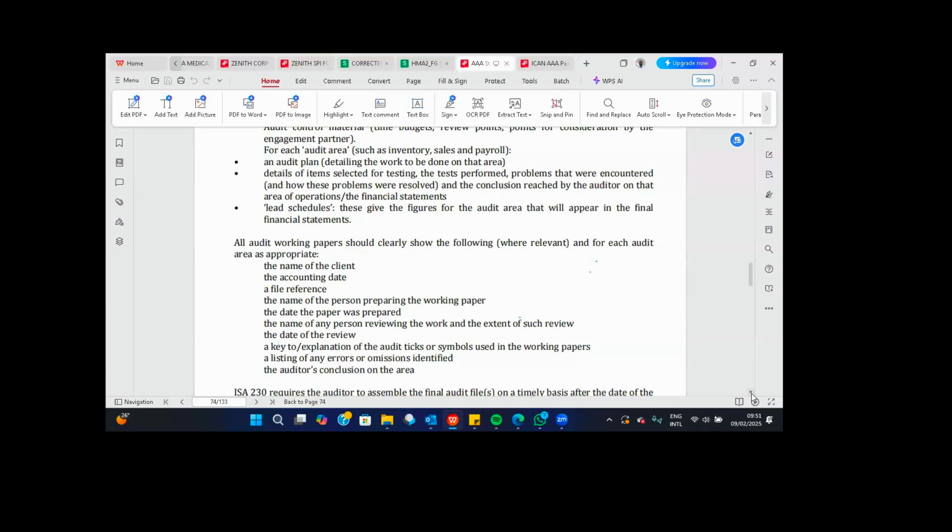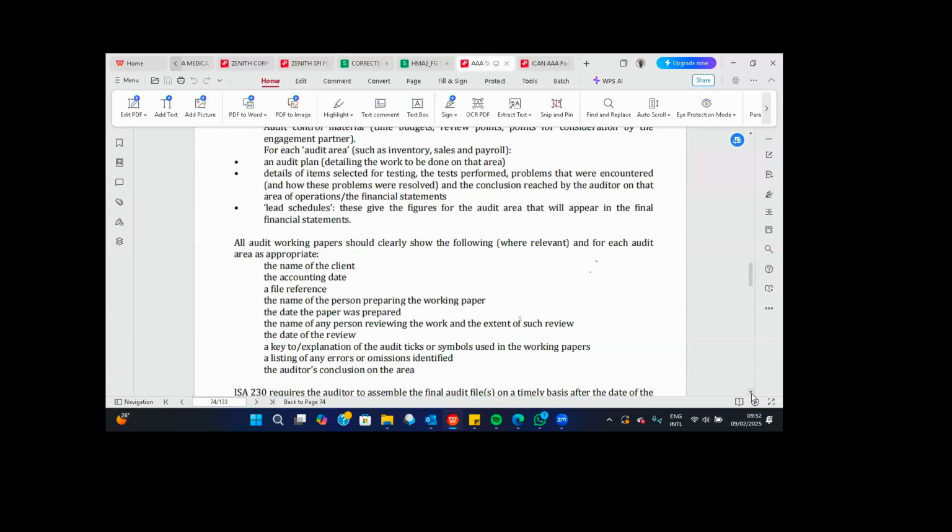What do you mean by audit ticks? Audit ticks are more like ways, methods or techniques used by the auditor to record information for their own consumption. Okay? So they will have a key or they will have keys. Keys here means explanation, the meaning of all those acronyms used in the audit working paper. What do they mean? We call them what? Keys. Okay? So the audit ticks.